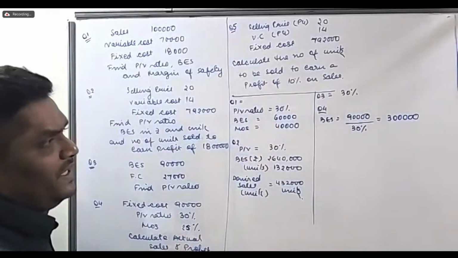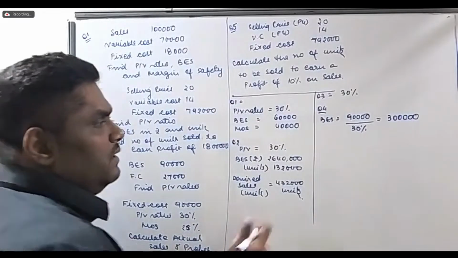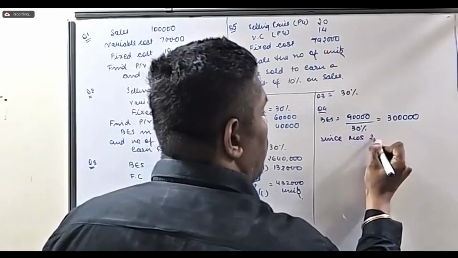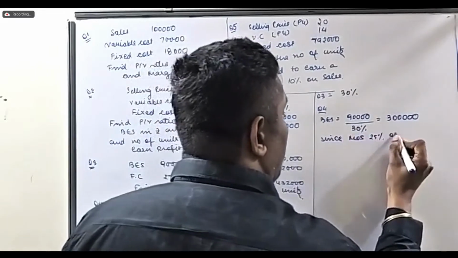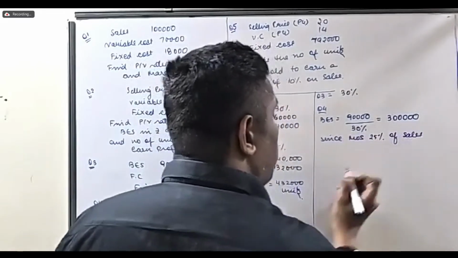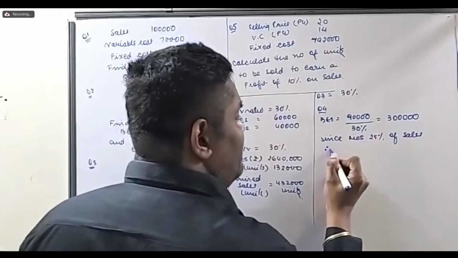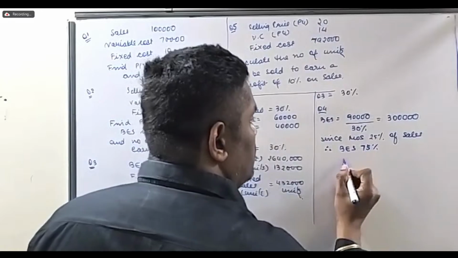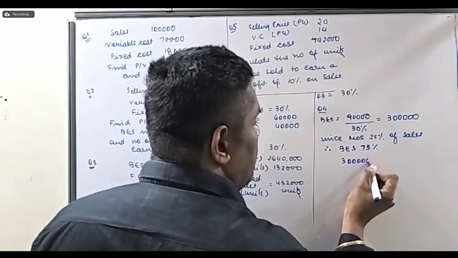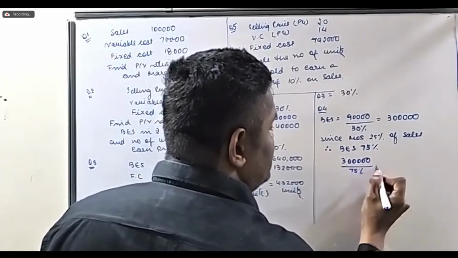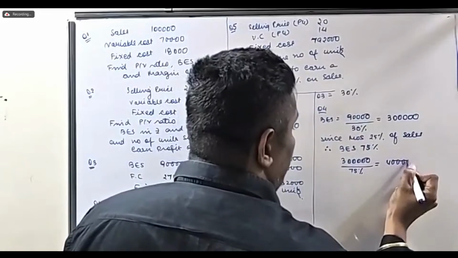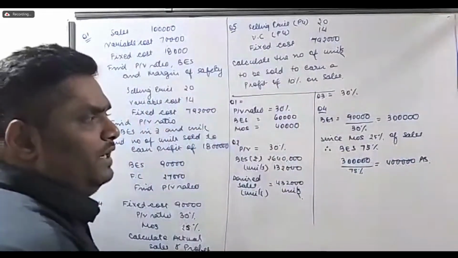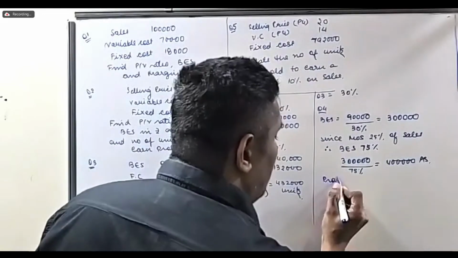Now, since margin of safety is 25% of sales, therefore break-even sales will be 75%. So 3 lakh divided by 75%. So this will be 4 lakh. This is what my actual sales. So once actual sales is calculated, we can easily calculate profit.